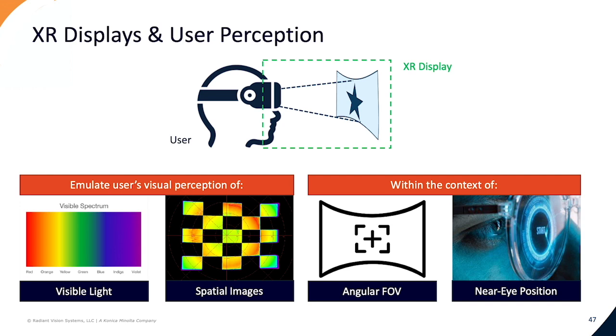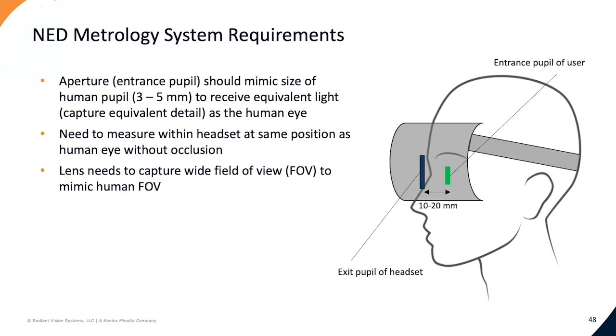User perception is influenced by parameters under which these displays are viewed, which is near to the eye, within a headset, and across an angular field of view. XR display test systems should replicate the viewing conditions of the user as much as possible in order to ensure accurate qualification. Extended reality displays are viewed near to eye. The headset eyepiece, or exit pupil, is usually positioned 10 to 20 millimeters from the intended position of the user's eye, itself referred to as the entrance pupil.